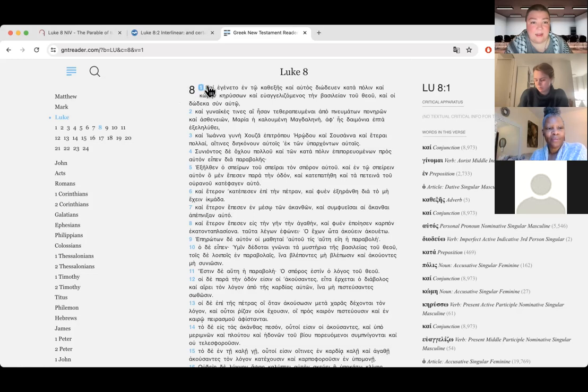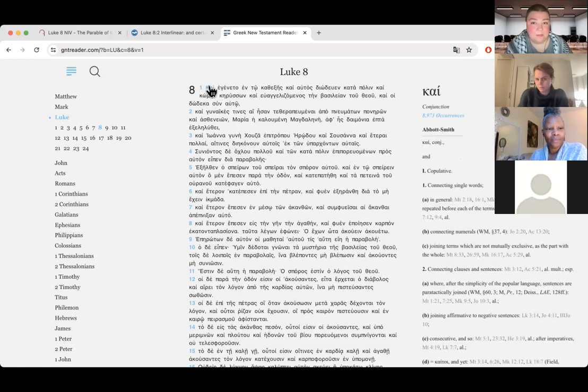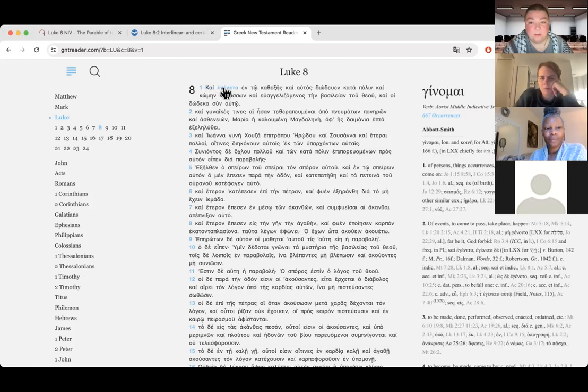If you go ahead and click on Kai, on the right-hand side, you'll see a column has shown up that shows an in-depth grammatical breakdown of this word. Go to the next word, egeneto. There we have it again. It says that this word is a verb. It is an aorist middle indicative third person singular form.